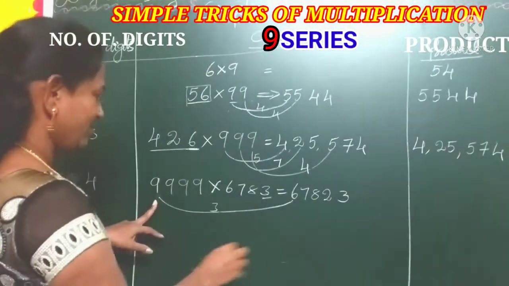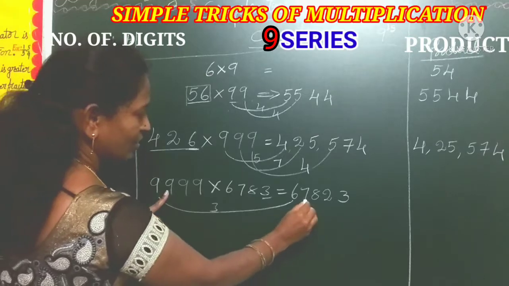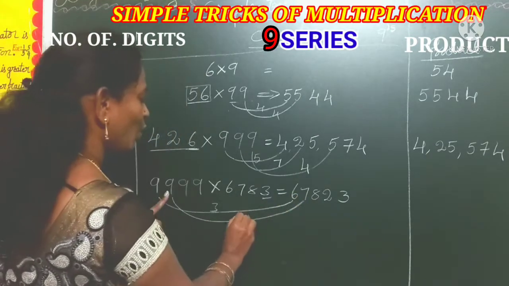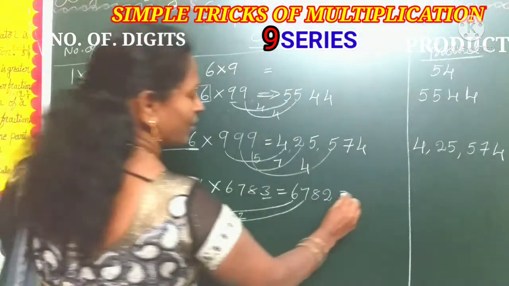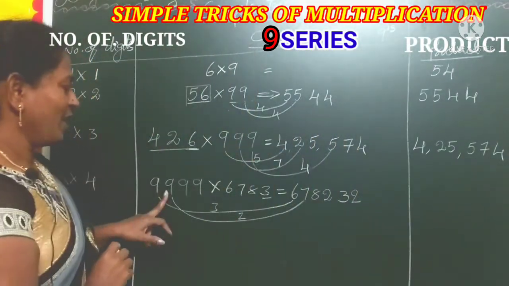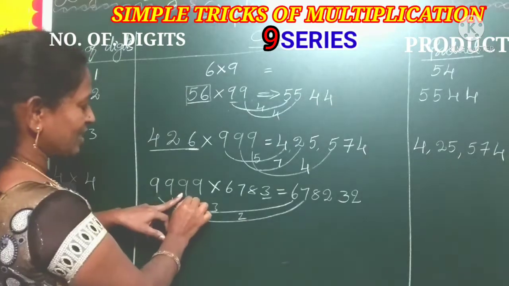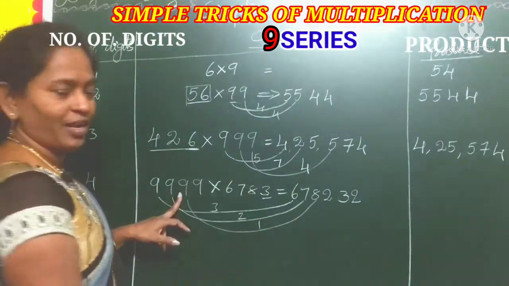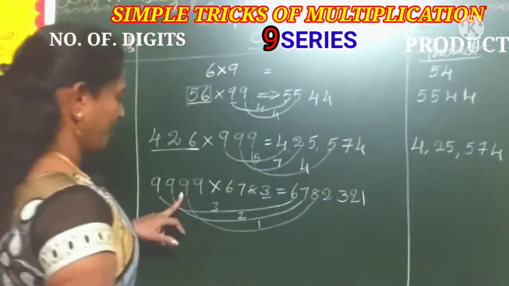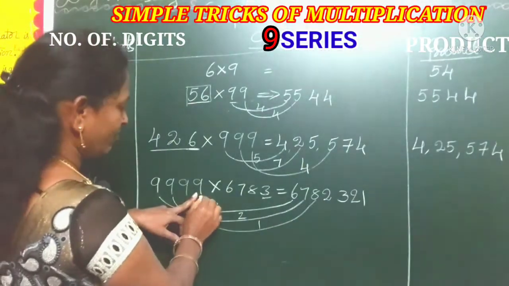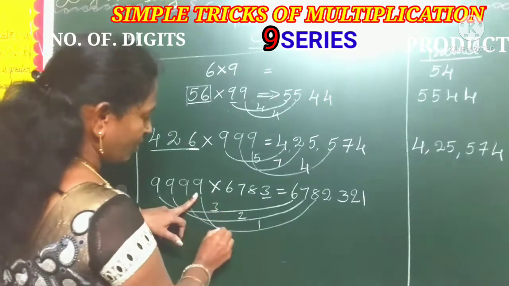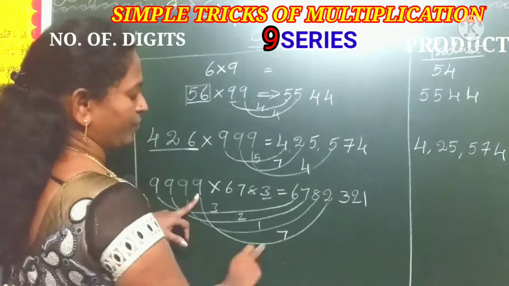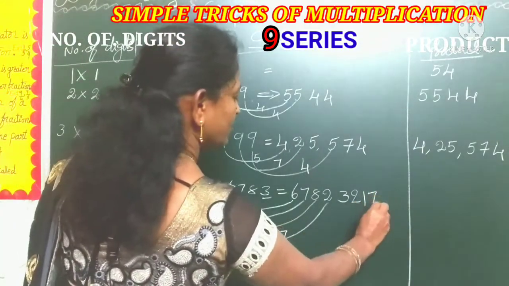Okay. And the next one. 9 and 7. So, here the difference of 9 and 7 is 2. Right? Now, write 2. And next one. Difference of 9 and 8. What is that? 1. So, write 1. And next one. Difference of next digit. Difference of 9 and 2 is. What is that? 7. So, here write 7.